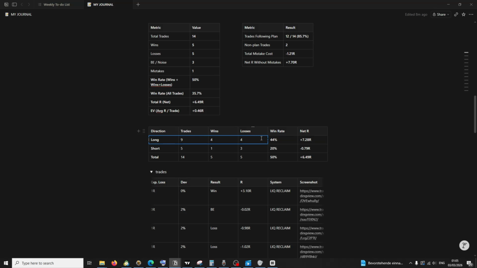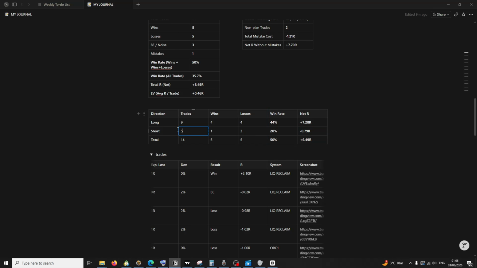If this persists, I will be really thinking about using my liquidity reclaim system just on the long side. For the shorts, we have 5 shorts, and one of those shorts is a winner and 3 of them are losers, at a 20% win rate and a minus 0.79 R loss. So yeah, nothing really to add here.